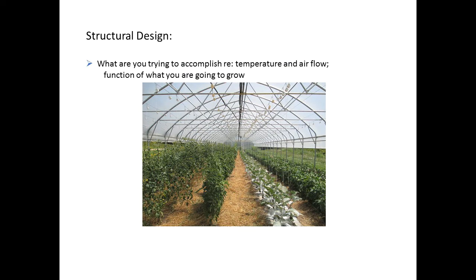The first thing that we try to do when we are talking to a customer about the ventilation options is ask what it is you're trying to accomplish in regards to temperature and airflow. And that is obviously a function of what you're going to grow. So some plants require consistent temperature. Some can take variable temperatures and humidity and airflow, etc. So you just need to know what it is you're trying to do. Once you know that, then you can design the structure around your plant.